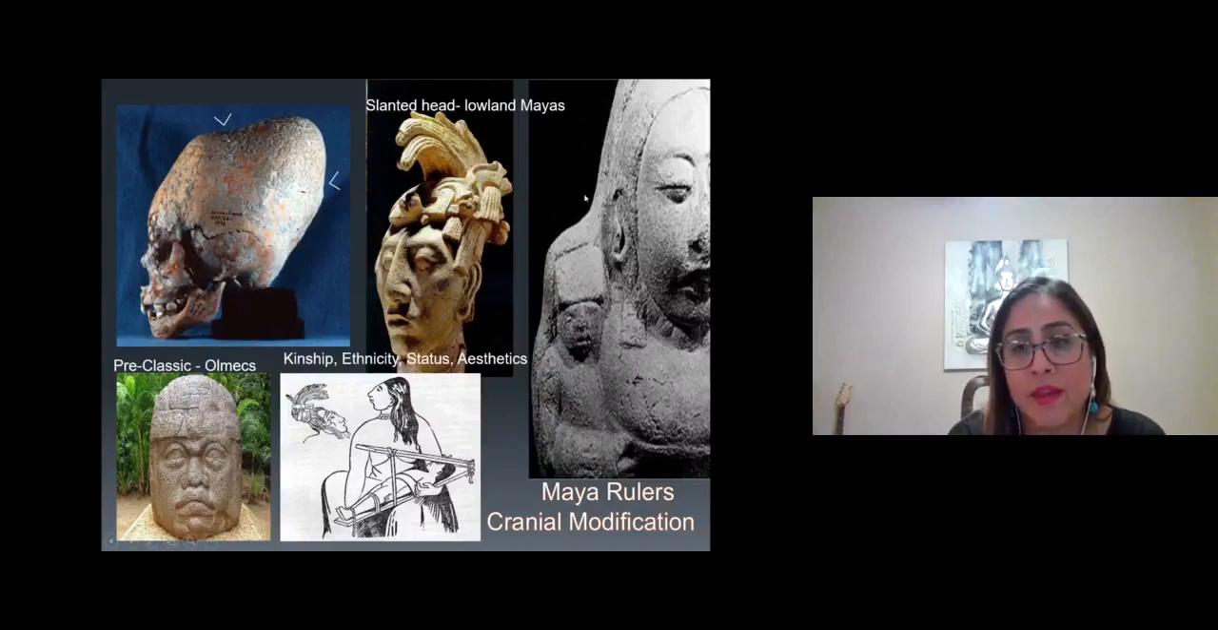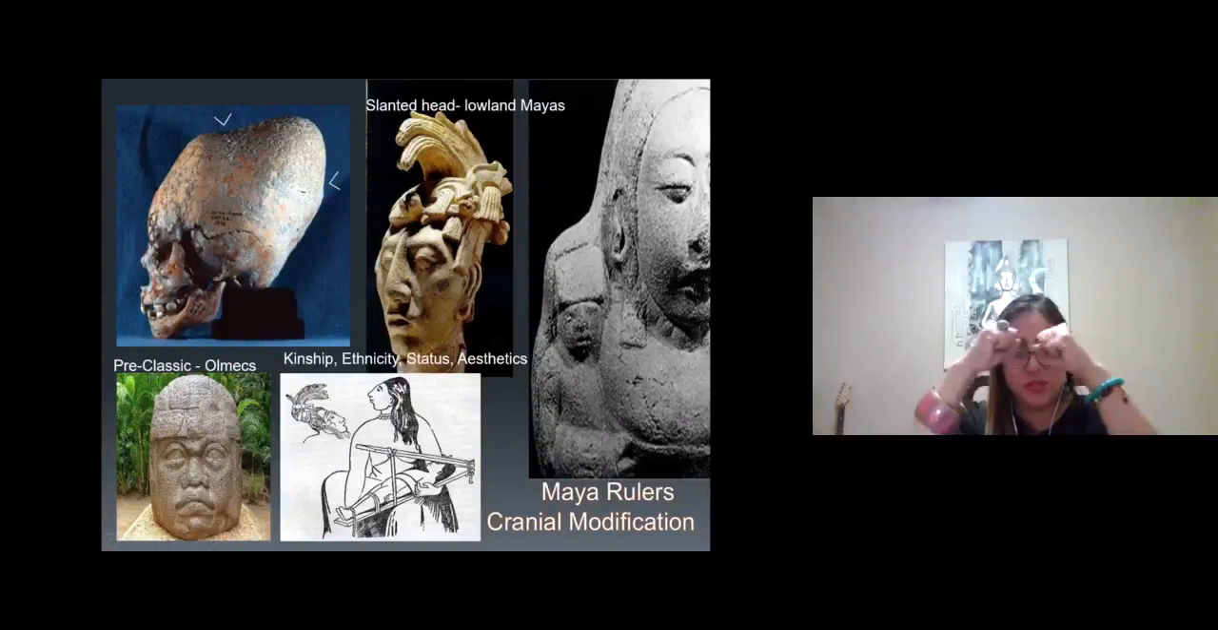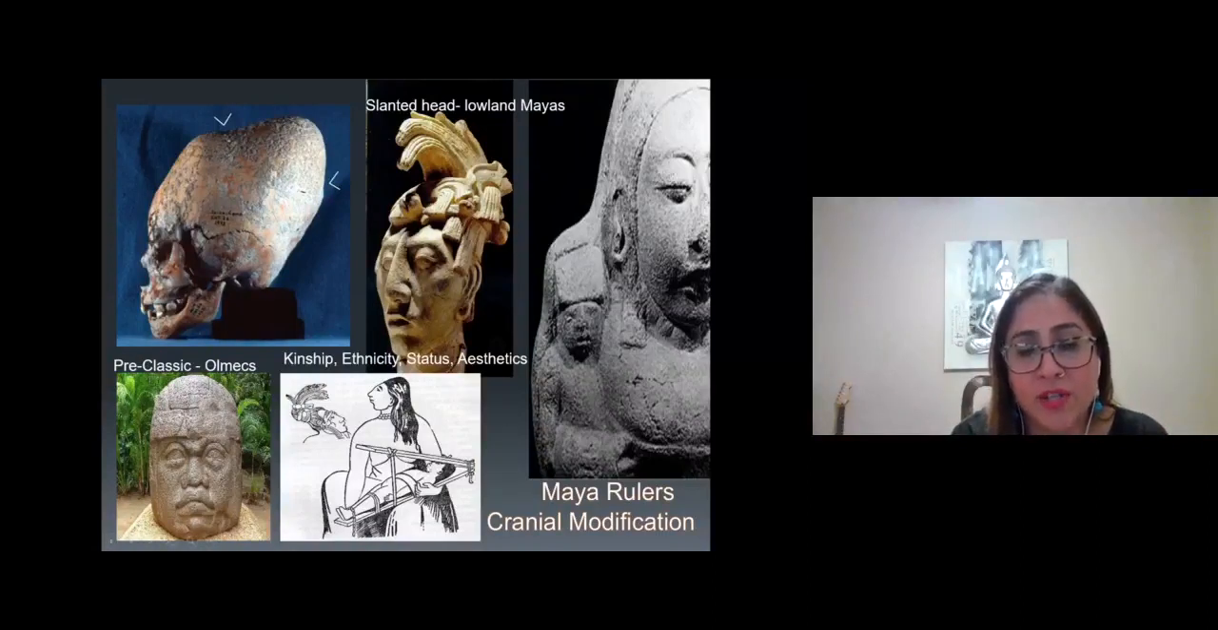And here we see an artifact. This is a mother holding her child, and we can see that he has headbands that would be used to tighten. And in other cases, there were several forms of modifications.